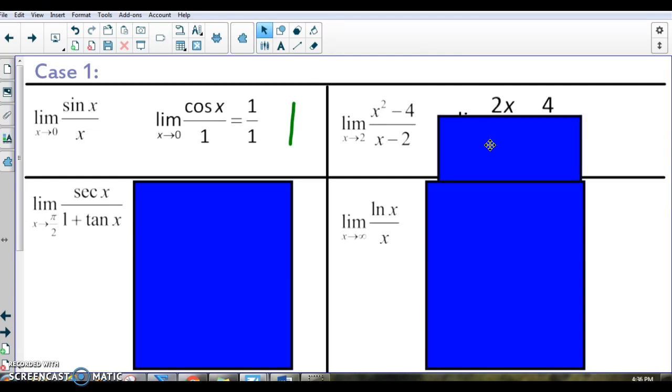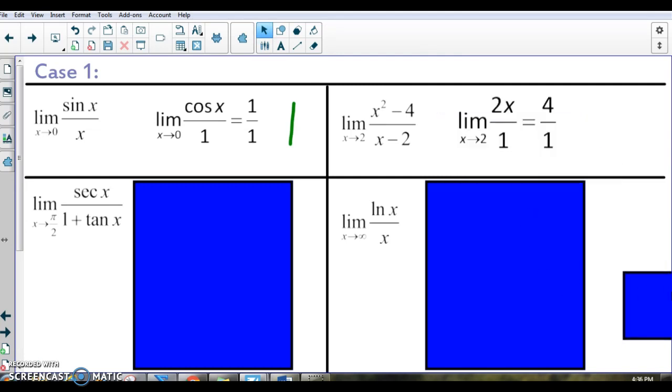So I take the derivative of the numerator, take the derivative of the denominator. So this derivative is 2x, this derivative is 1. Substitute the 2, excuse me, and you get 4. So new method, old method. Okay, this problem down here, the limit as you approach pi over 2 of secant x over 1 plus tangent x, back in the day, you would have tried to do something with some sort of trig manipulation where maybe you would have multiplied by secant or 1 minus tangent or something like that.